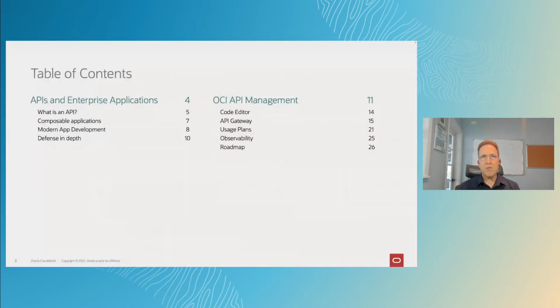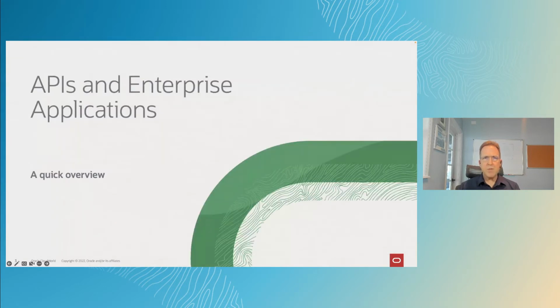Today we're going to cover two main themes. We're going to talk about APIs and how they apply to enterprise applications, and we are also going to cover OCI API management. We're going to delve into the capabilities that we have, some of the things that we've done this past year, and what we're doing going forward. So let's go ahead and jump into it.